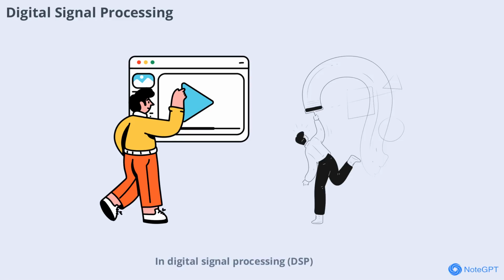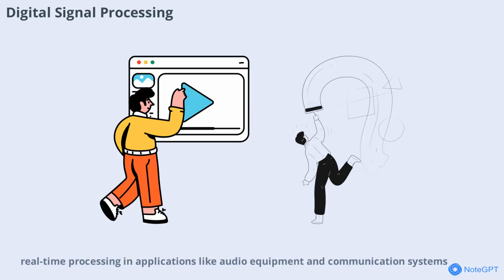In digital signal processing (DSP), adders and subtractors are used to manipulate audio, video, and other signals. They perform operations like filtering, mixing, and transforming data. The speed and accuracy of these circuits are vital for real-time processing in applications like audio equipment and communication systems.